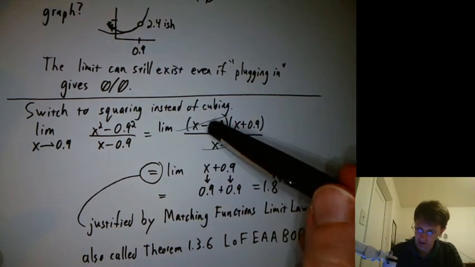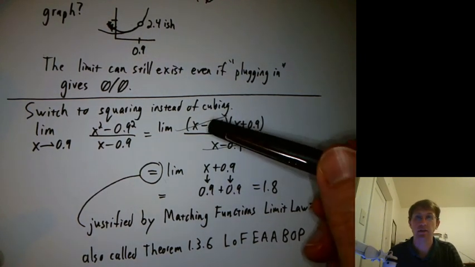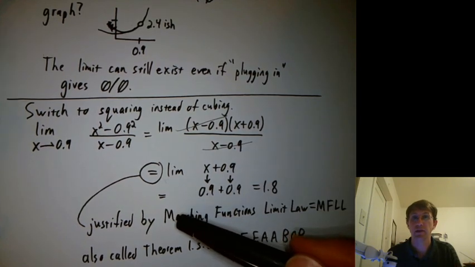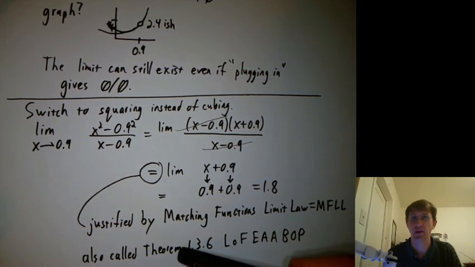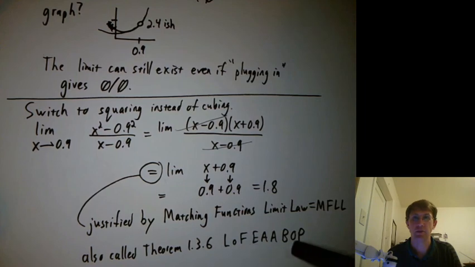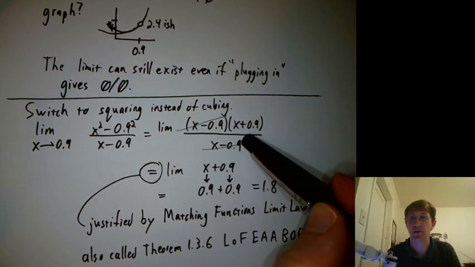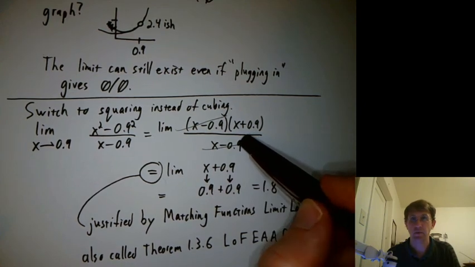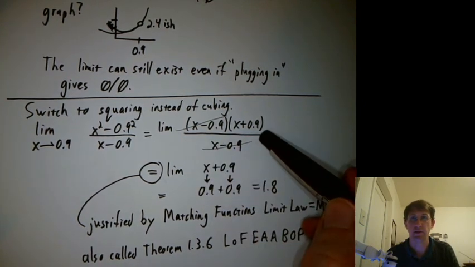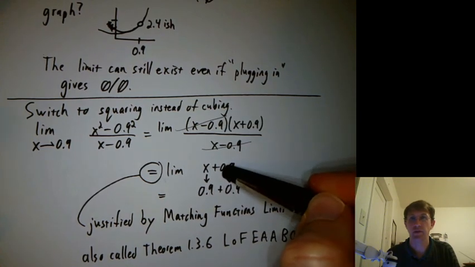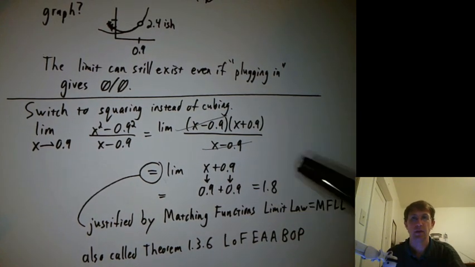So when you're doing algebra like this and canceling things from the top and bottom to avoid the divide by zero, that's when you need to cite the matching functions limit law or the LOFEAABOP. You don't need to cite it going from here to here because those functions are exactly the same. They have the same domain, they have a divide by zero in the same place. It's going from the uncanceled version to the canceled version where you need to cite it. And our next thing will be about something called the squeeze theorem.